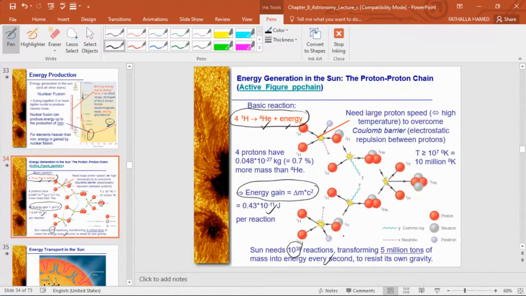So how do we proceed with this? And that's why we say here proton-proton chain. So how do we actually go with this?